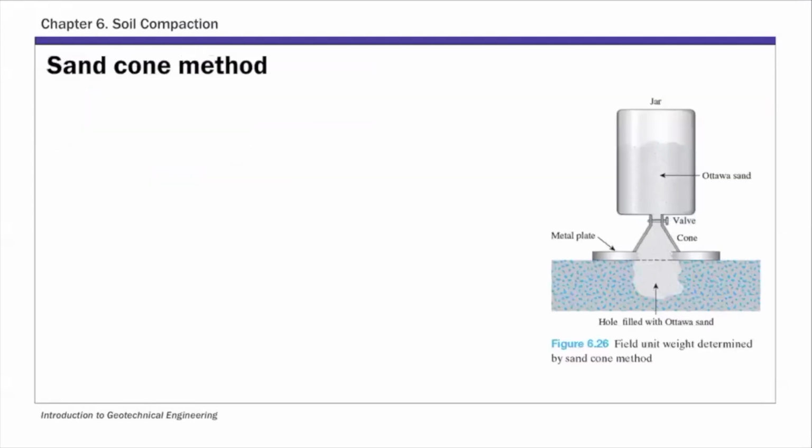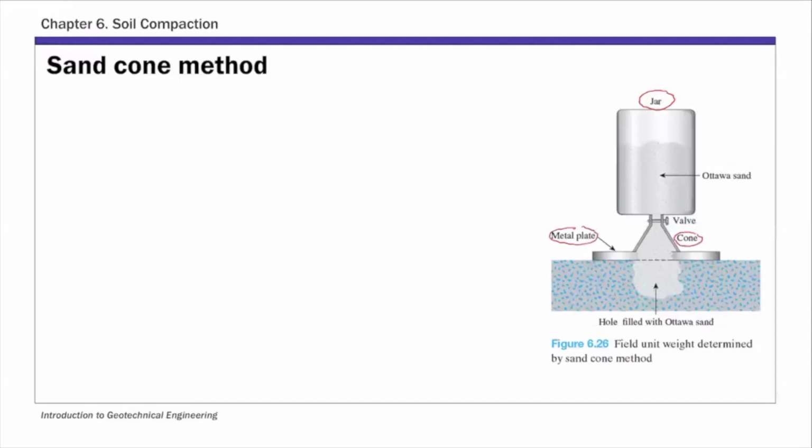this slide shows basically the device of sand cone method. We have this in our soil mechanics lab as well. In this device, there are a couple of components here. One is this jar here. It can be a glass or a plastic jar. And then you have this cone and metal plate.